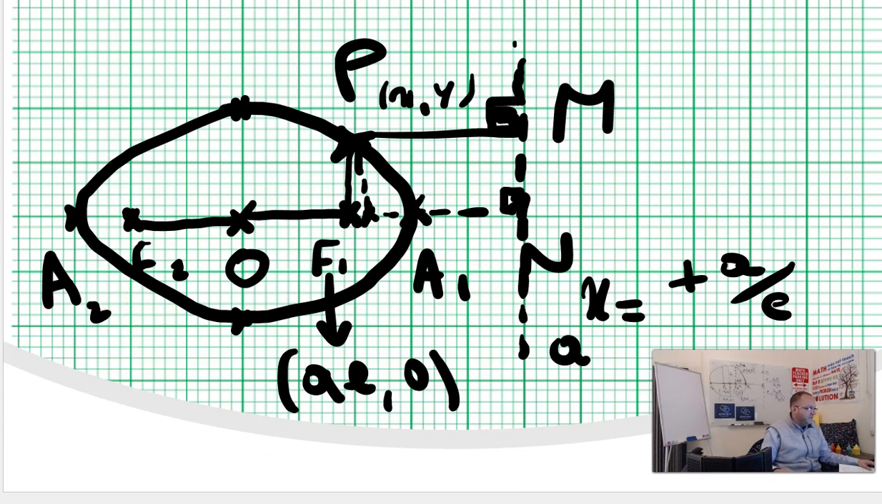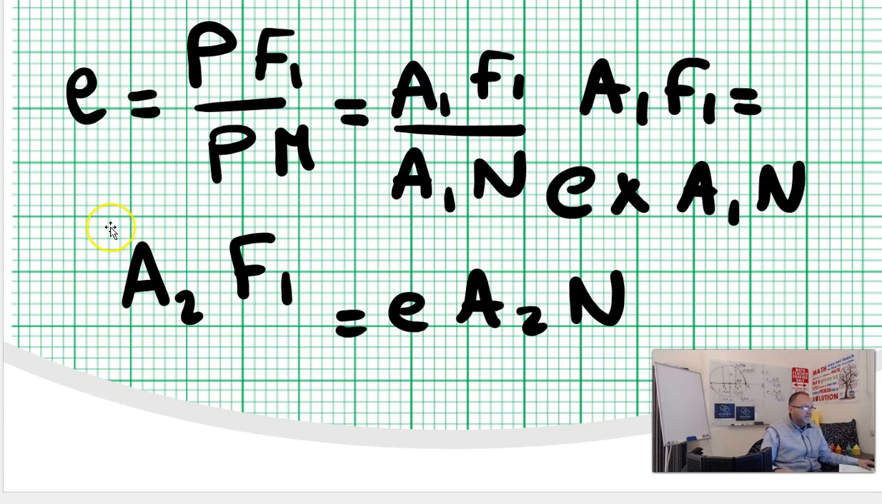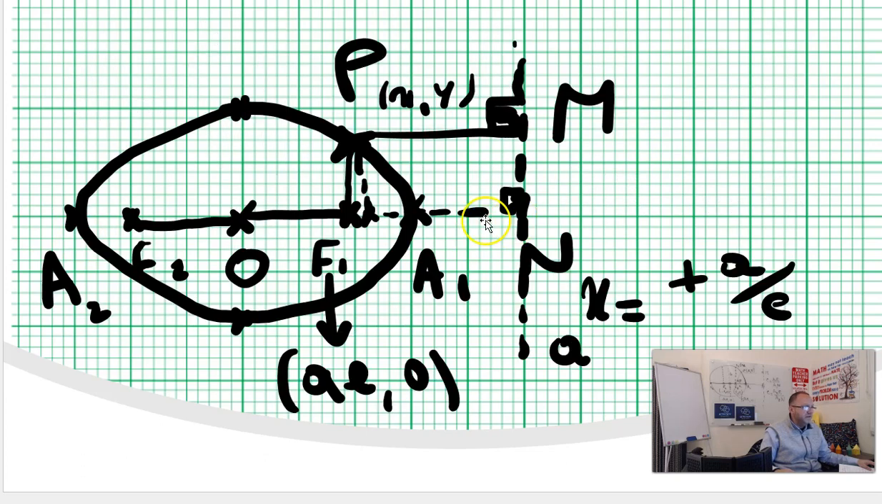And then we said deriving and explaining is very easy. You just follow the eccentricity formula: e equals PF1 divided by PM. Instead of PF1, we put A1F1 divided by, we imagine that P is at A1. So A1F1, okay, divided by A1N, right? And this is where P is right now.